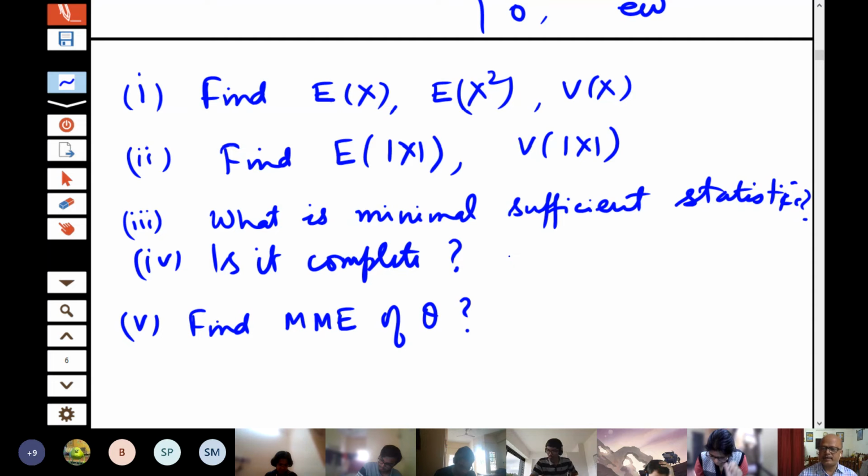So I have not taken a random sample. I have taken only one observation. Okay. So the inference will be based on X only.